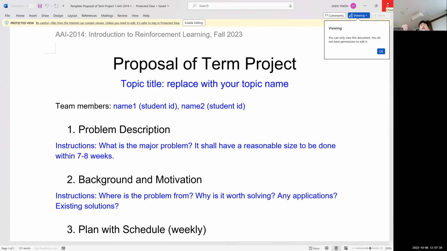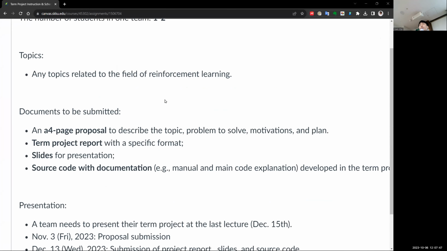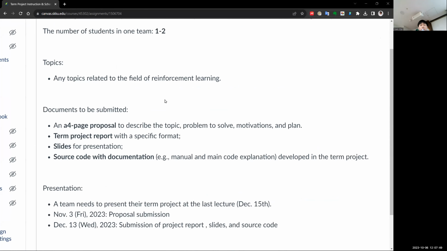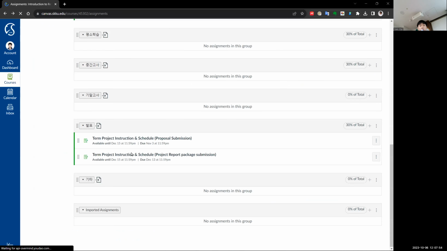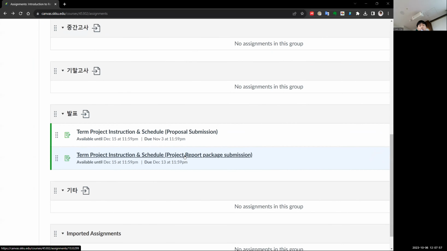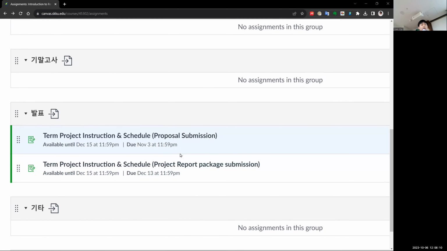After submission of the proposal, I will provide the format for the term project report and also the slides format. Any questions? So this is for the project report package submission. You need to submit the report, slides, and the source code with manual, with documentation. We will talk later.